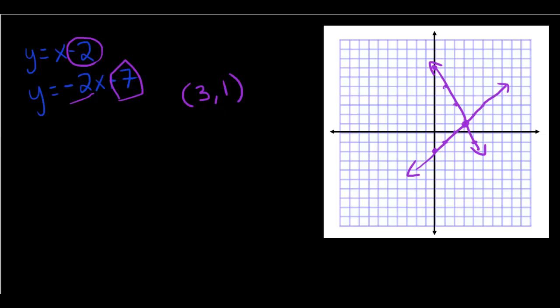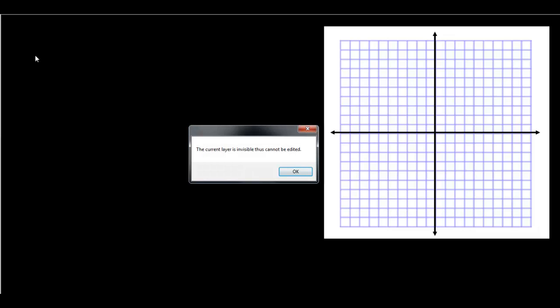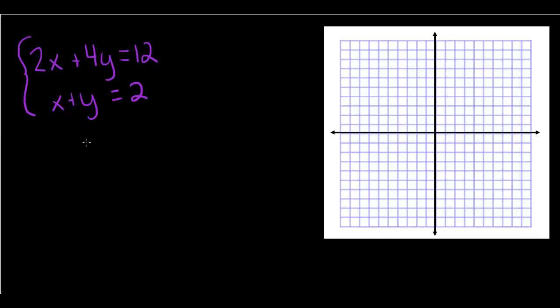Now, let's go over another example. Okay. Now, let's try 2x plus 4y equals 12, and x plus y equals 2. I'm going to graph these two by using x-intercepts and y-intercepts. I'll start with the first one.